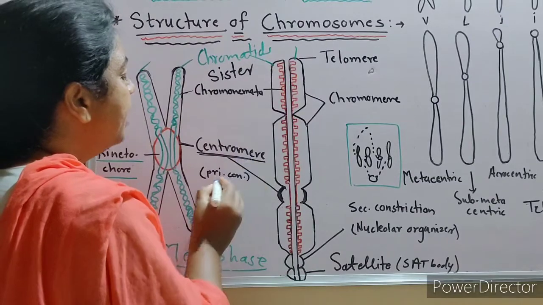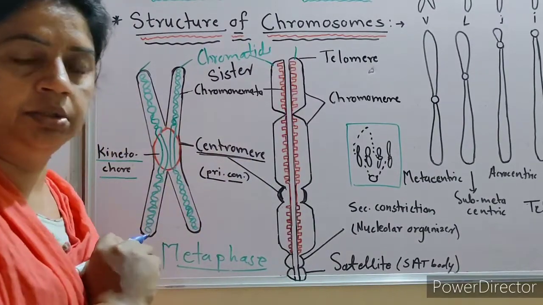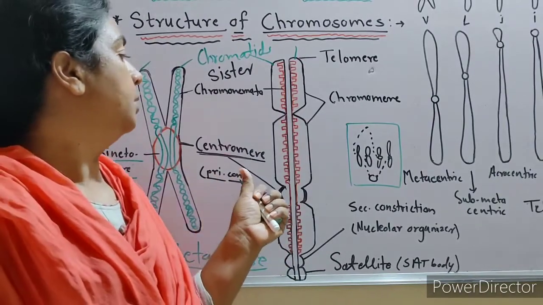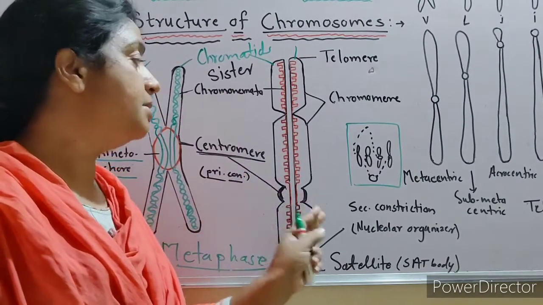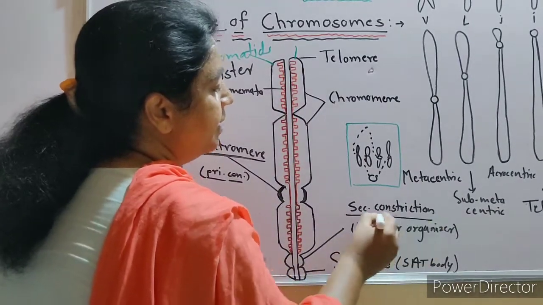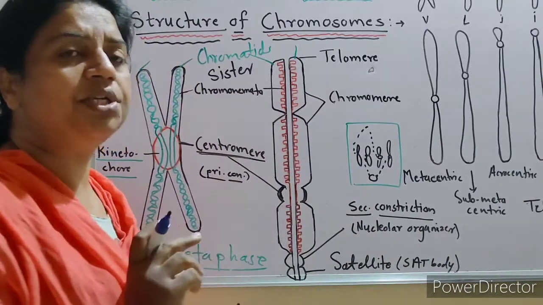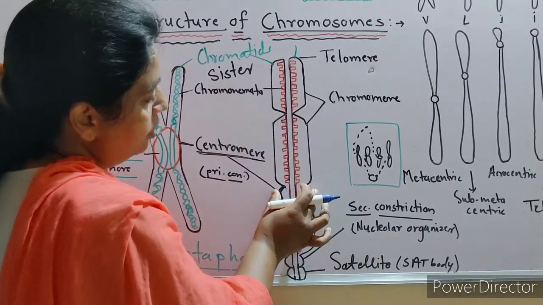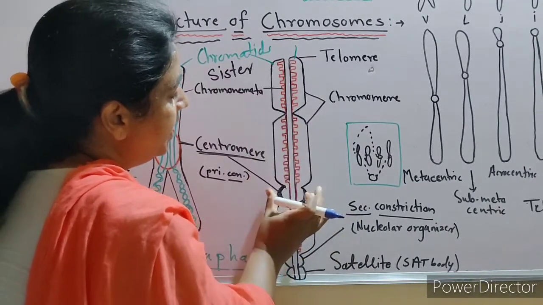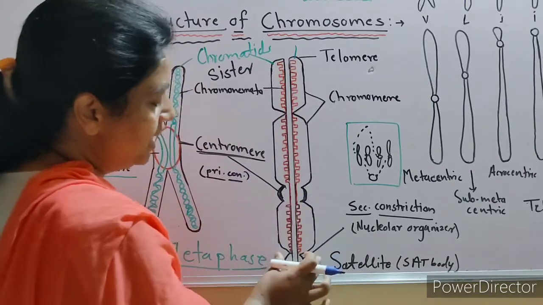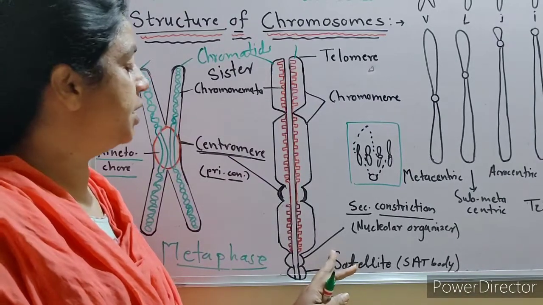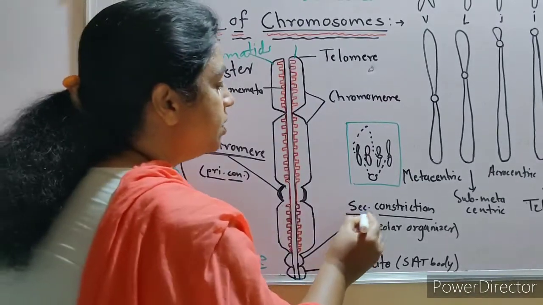One is the centromere, which is also called the primary constriction. Beside this primary constriction, there are a number of other constrictions called secondary constrictions. What is a constriction? Here you see the chromosome has gone slightly inward, it is not swollen, and there is a difference in the shape. Here it is constricted. First the centromere is the primary constriction and this is the secondary constriction.